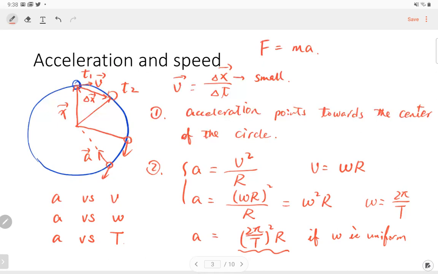And because we know the acceleration always points towards the center, we call this acceleration centripetal acceleration. And the force is called centripetal force. And we know the force is parallel to the acceleration, so they are all pointing towards the center. Then let's figure out how to determine the centripetal force.